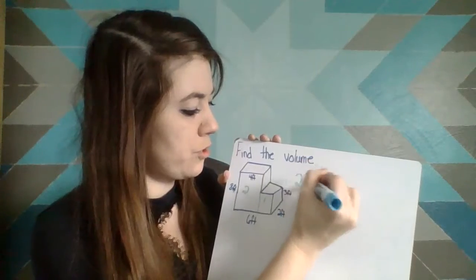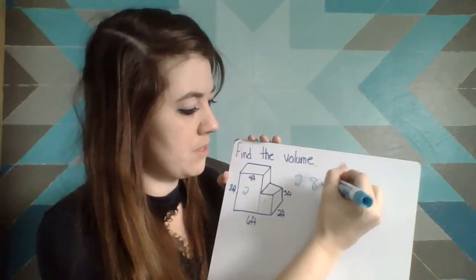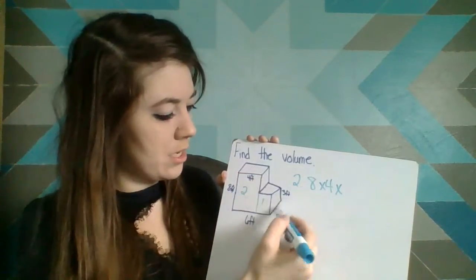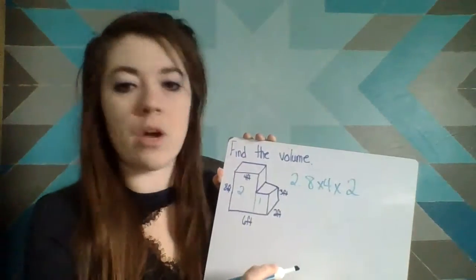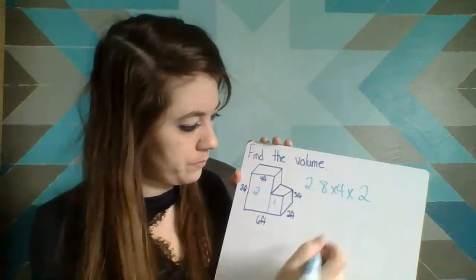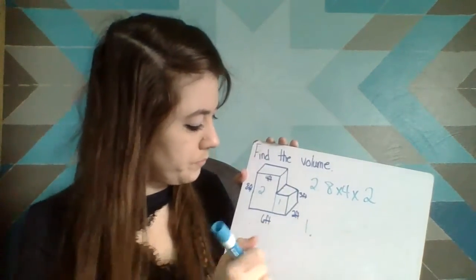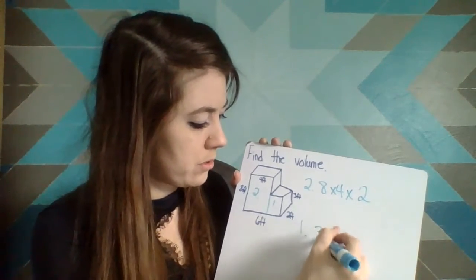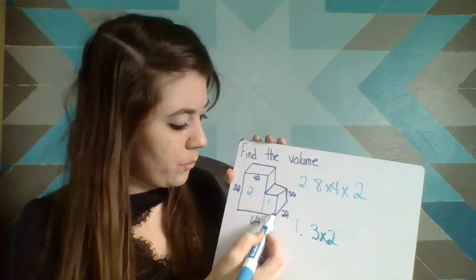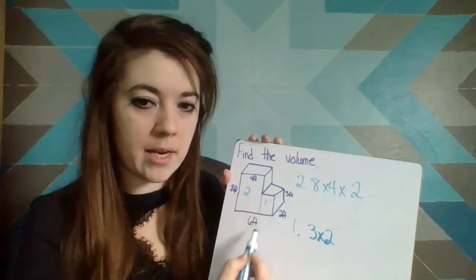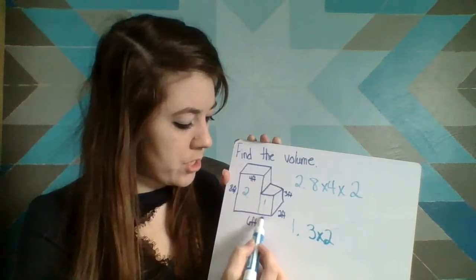All right, so on this one, we're going to use the 8 and the 4. So for the first one, we'll have 8 times 4 times, now remember, I said this dimension is 2 all the way around, so we've got that. And then for the second one, here we've got the 3 and the 2, but we don't know what this length here is, right?